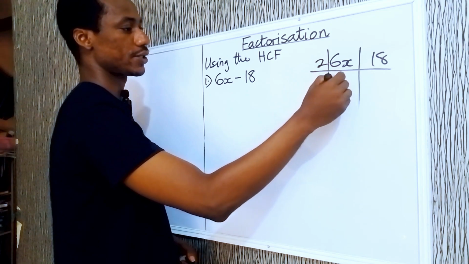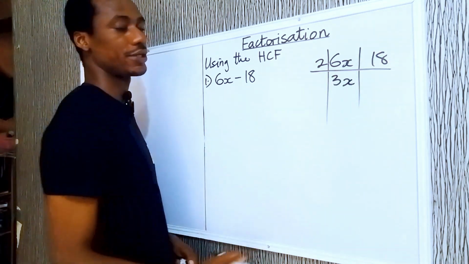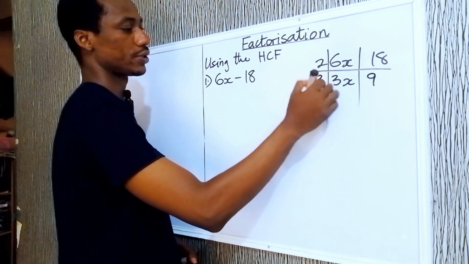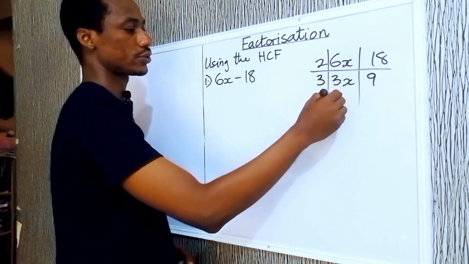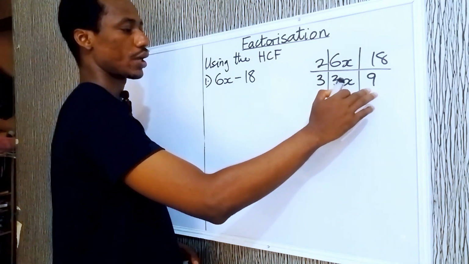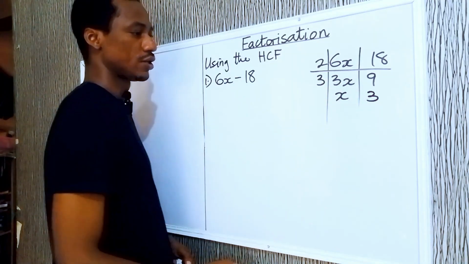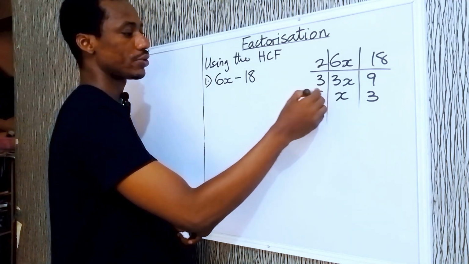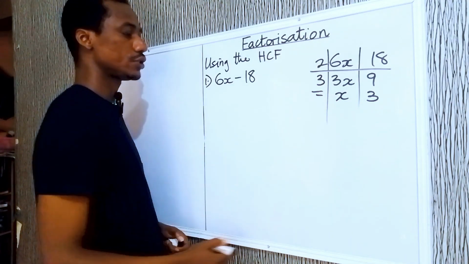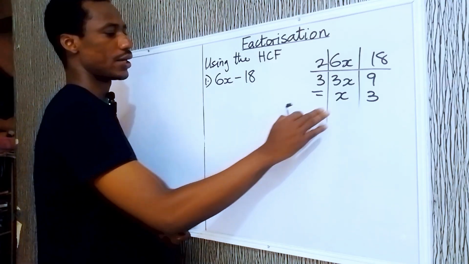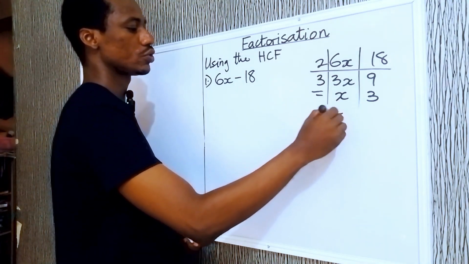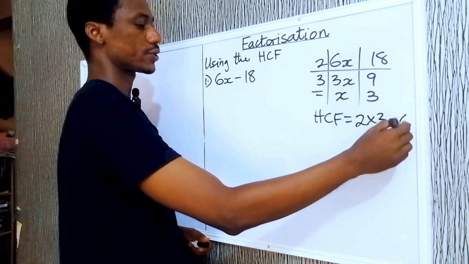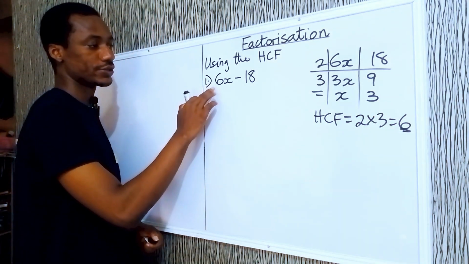So 2 in 6 is 3. The x stays, and 2 in 18 is 9, right? And then 3 goes in 3 and 9. 3 in 3 is 1, so we are left with x. And 3 in 9 is 3. So looking at x and 3, there is no common factor, all right? They do not have any common factor. So our HCF will be equal to 2 times 3, which is 6. So the highest common factor is 6.